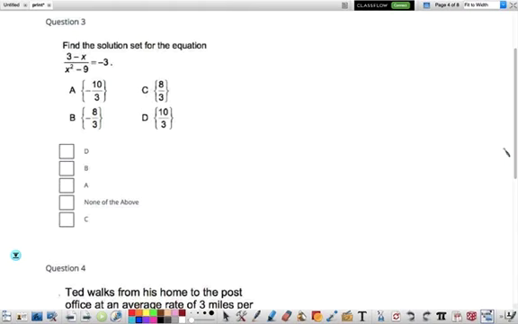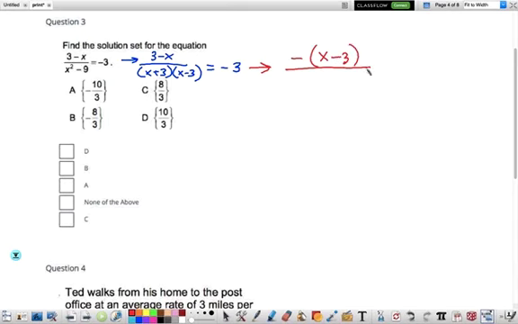Well, let's try and solve this one. One way to solve it: multiply both sides by this x squared minus 9. You could do that, but it's going to be slower. Let's go like this. This is equal to 3 minus x over x plus 3, x minus 3 equals the negative 3. What can I factor out of this? Negative. So factor out the negative from the top. The numerator becomes negative x minus 3 over x plus 3, x minus 3. That's equal to negative 3.